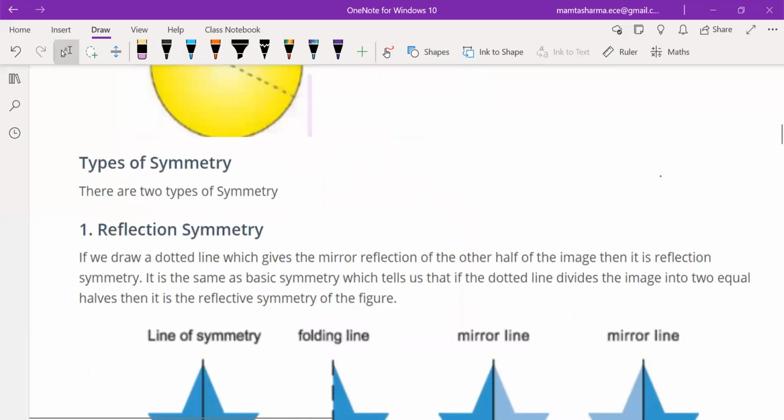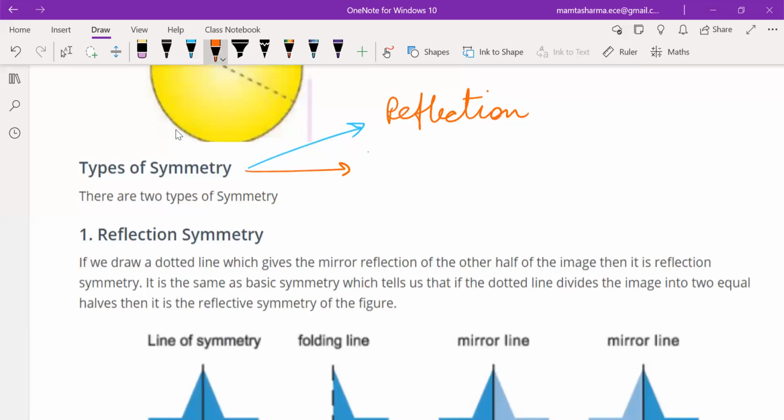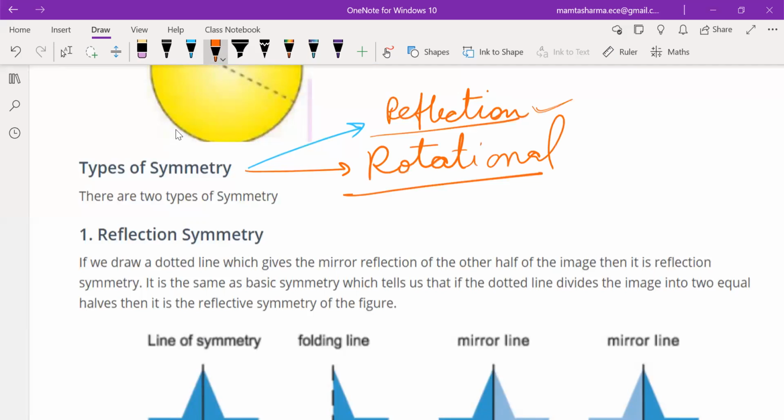Now we will see the type of symmetry. There exist two types of symmetry. The first one is reflection type, and the other one is rotational symmetry. Okay, reflection type and rotational type. The symmetry which we have discussed so far was the reflection type of symmetry.